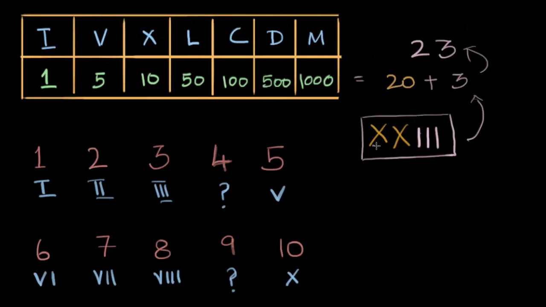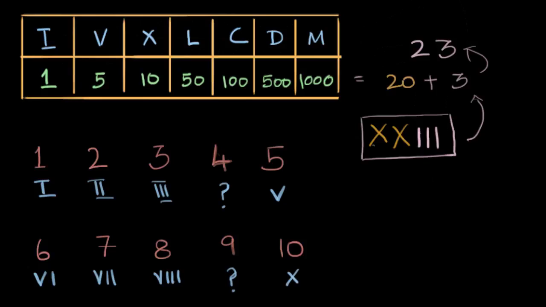And you can see that in all these cases, the bigger number is what we write first, and then the smaller numbers. So X comes and then I. Over here also you can see that V comes first and then the I. So whenever we're writing usual numbers, it comes in this format. The bigger one first and then the smaller ones.